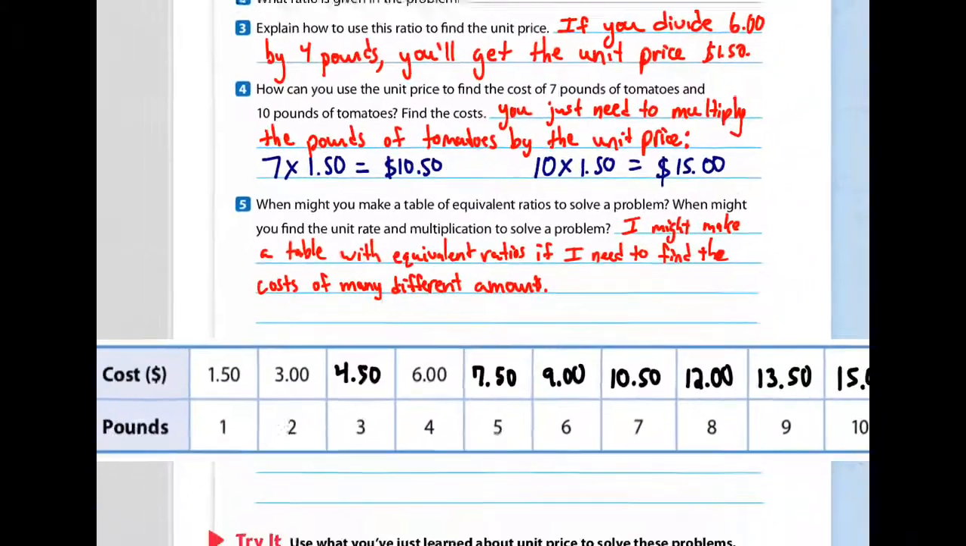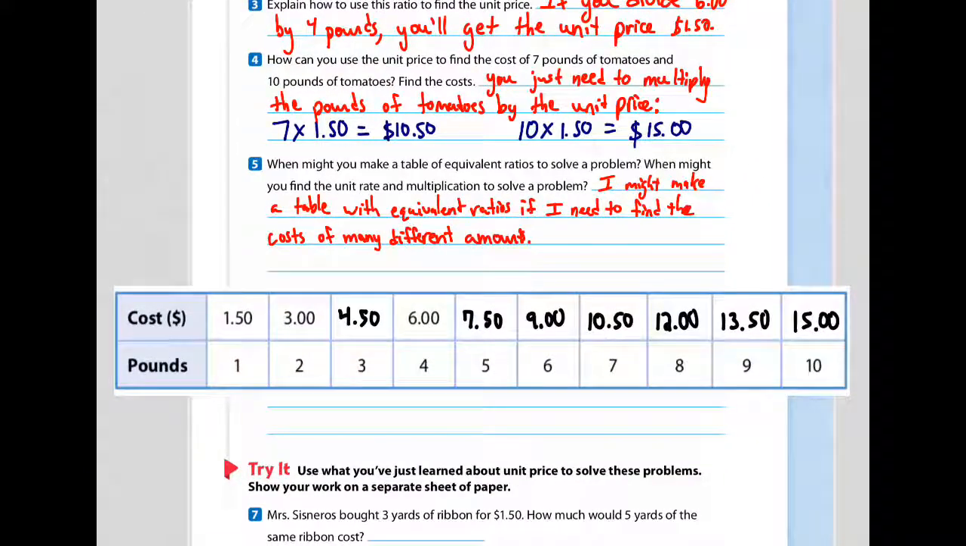So here's what I mean by that. Like if I need, maybe I'm in a situation where I need to know the cost of a pound of tomatoes, of 3 pounds, of 6 pounds, of 8 pounds, of 4 pounds, of 10 pounds. And I don't want to have to figure it out every single time. If I just have a table with a bunch of them, I can just figure them out and have them in a table and just look at them to save myself some time. So that's what I meant there.